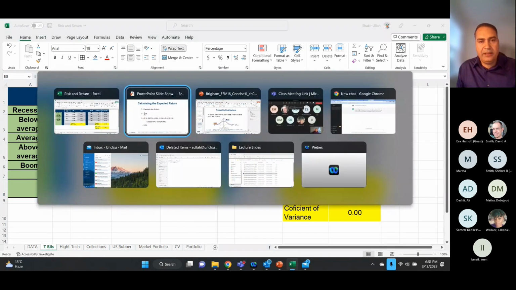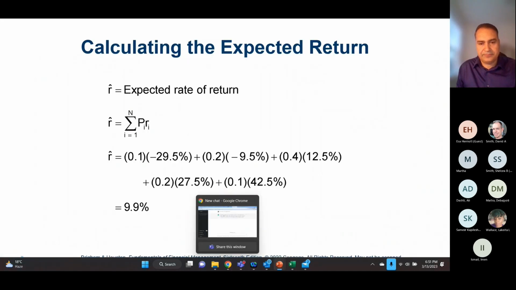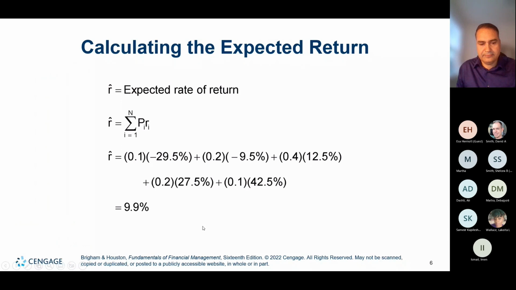Is it clear? Any question on this? All right, seems all good. If there's any clarification needed, please stop me in the middle. So that's how you're going to calculate the expected return.